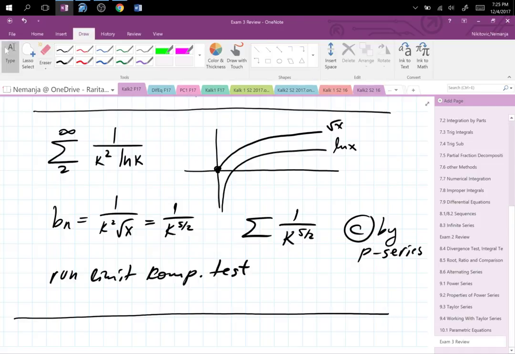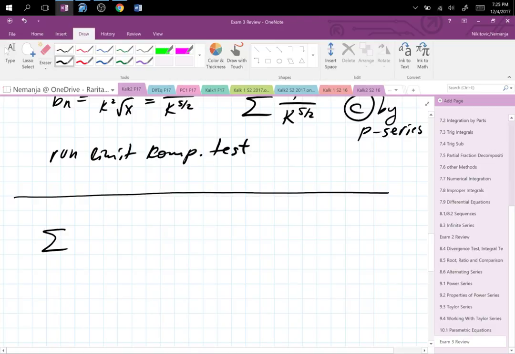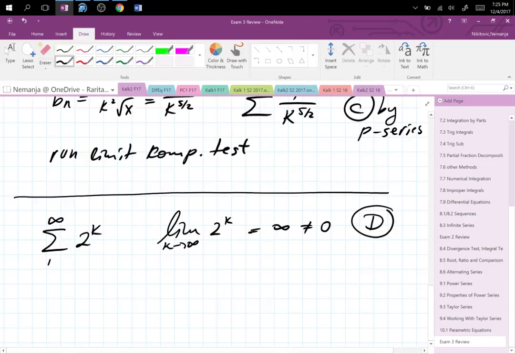So, you see a problem like this. Summation of 2 to the k from 1 to infinity. Yeah, everyone wants to scream, geometric! It is geometric, and r is bigger than 1. But, you know what? Who cares? The limit of 2 to the k as k goes to infinity is equal to infinity. That's not 0. It diverges by the divergence test. Can you do the geometric? Sure. 100% credit, 100% everything. But the divergence test is the one that kills that quickly.